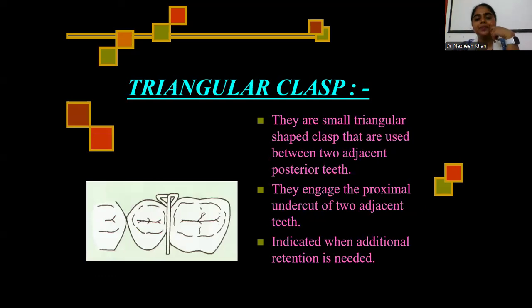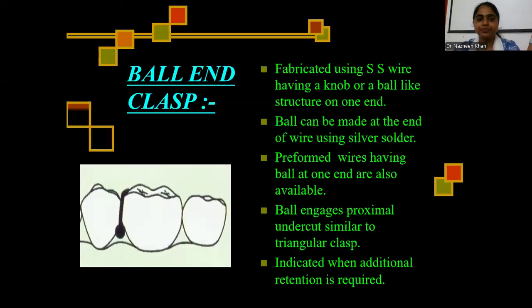Triangular clasp. This one is the triangular clasp. They are small triangular shaped clasps that are used between two adjacent posterior teeth. They engage the proximal undercuts of the two adjacent teeth. Indicated when additional retention is needed.